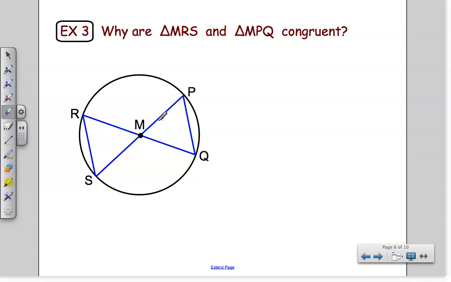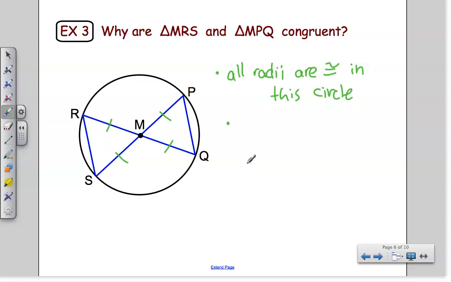First of all, if I'm in this circle, I can tell M is the center because I have it marked as this point. What would you call MR and MS and MP and MQ relative to that circle? And I hope you're thinking those are all radii, or each one of those is a radius of the circle. So, what do I know about every radius in a circle? Well, all radii are congruent in the circle. So I know that MR is congruent to MS, is congruent to MP, is congruent to MQ. They can all get 1 tick mark.